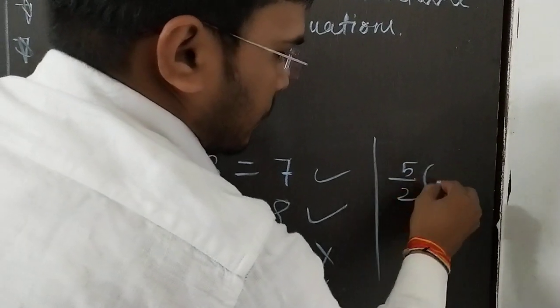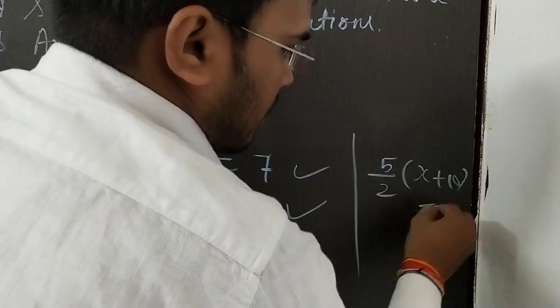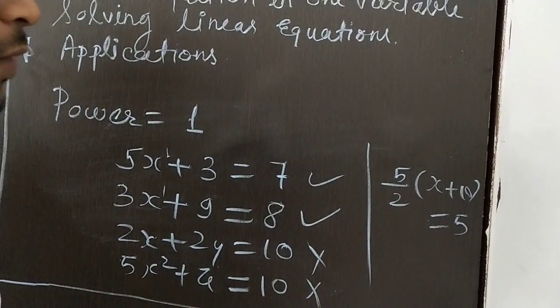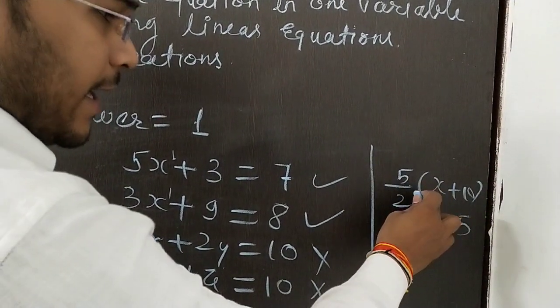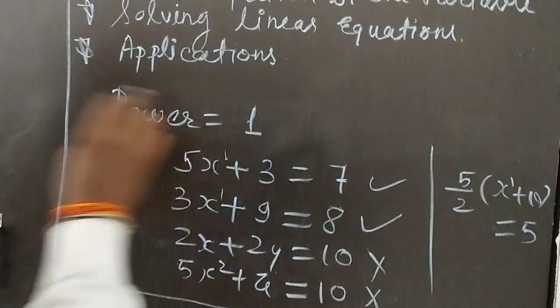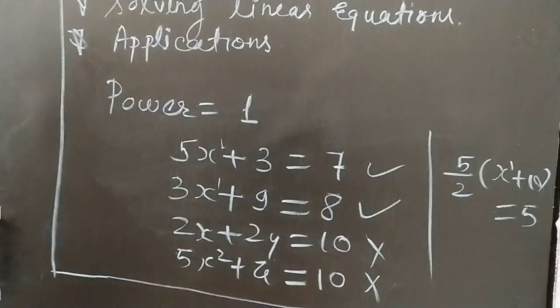Okay. One more example. Last example. Suppose x plus 10. What is this? This is also a linear equation in one variable because see the variable x and its power is 1. I have already said its power should be 1. So therefore this is a linear equation in one variable.